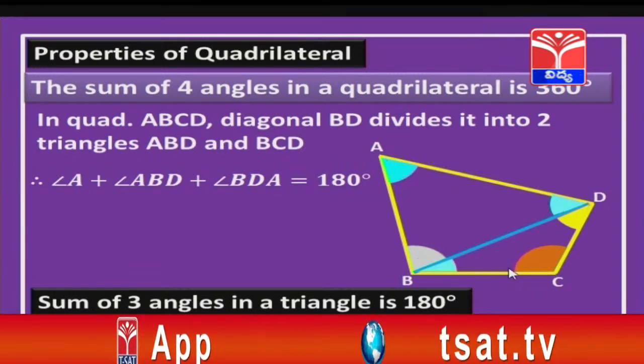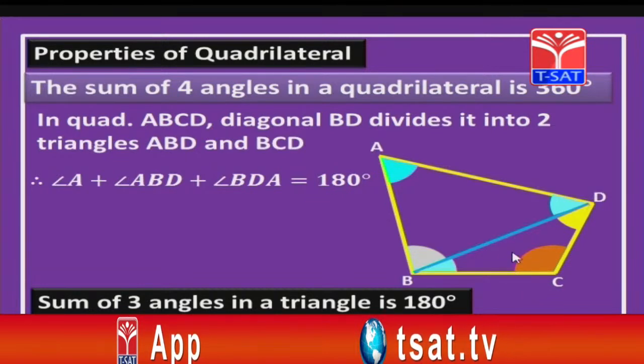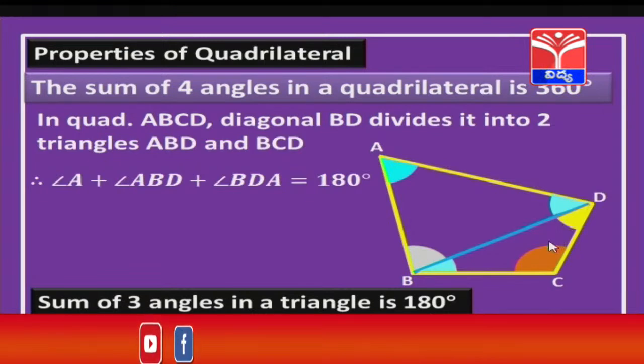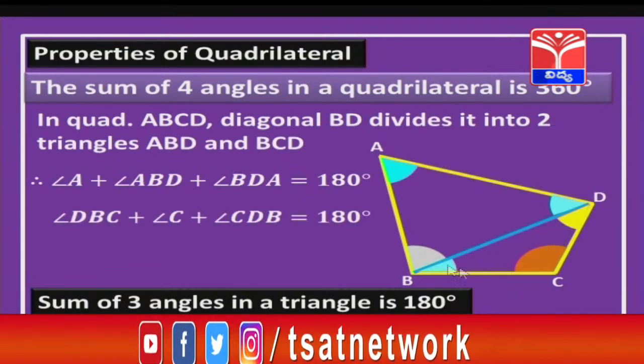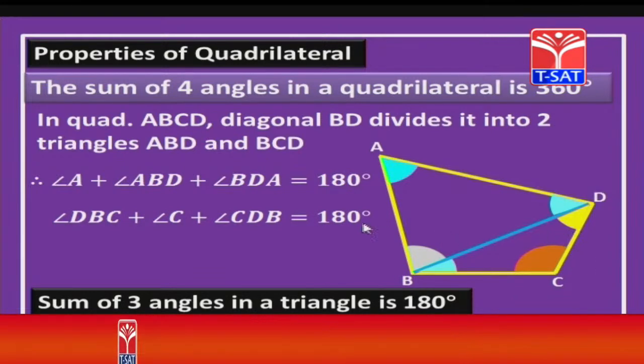Now, what about this triangle, children? Yes, even in this triangle also, if I add all these three angles, I should get 180. So, let us add them. That is angle BDC, angle C, and angle CBD. On adding these three angles also, we get 180.